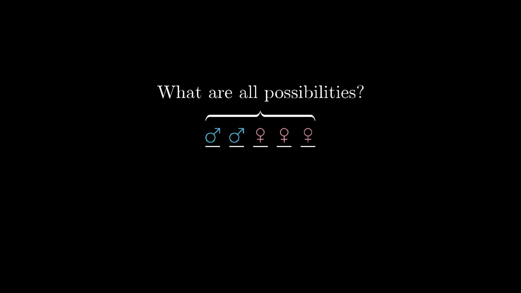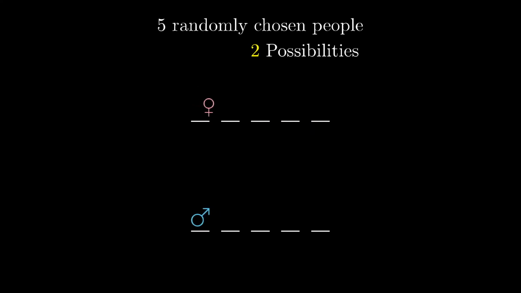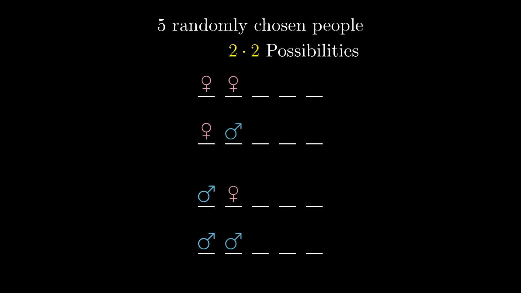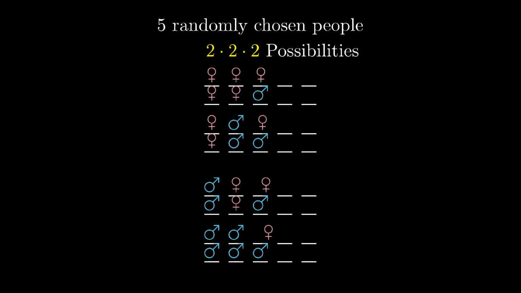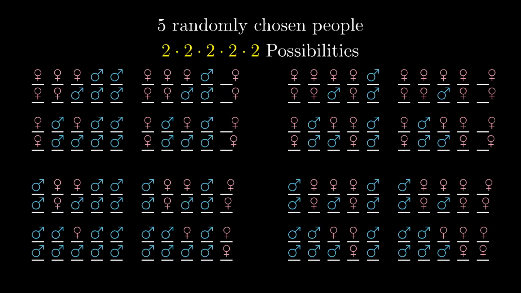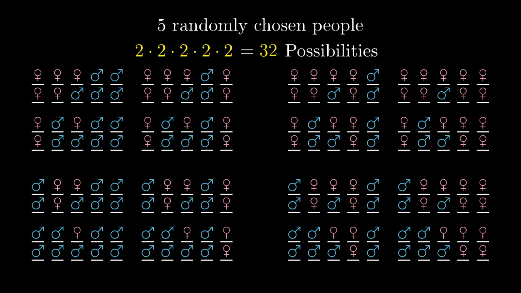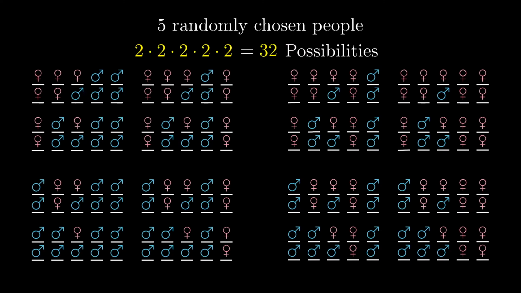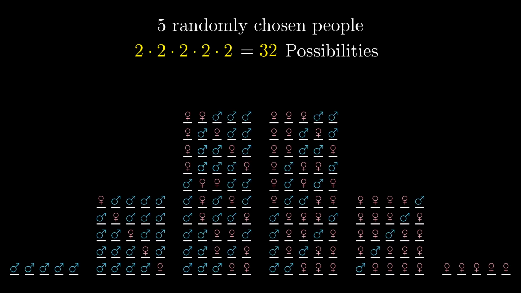Well, for any probability problem, it's a good idea to start by getting a feel for what all of the possibilities look like. Here, there's 2 possibilities for that first person, man or woman. And each of those cases subdivides into 2 more, based on the gender of the second person. Each of those gets subdivided into 2 possibilities, based on the third person, and so on. And in total, what we're going to be left with here is 2 times 2 times 2 times 2 times 2, or 32, possible configurations. Let's go ahead and clump all of these 32 configurations into groups based on how many women each one has.